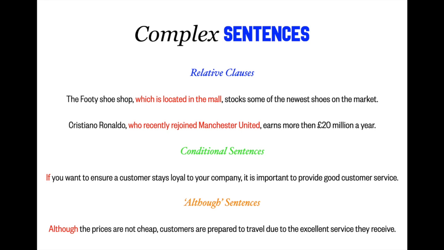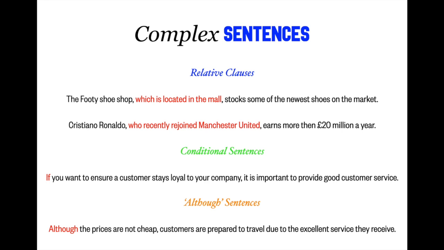Now, a relative clause is when we add an additional piece of information to a sentence surrounded by commas, and we also use a relative pronoun, which in these 2 sentences are which and who, but can also be that. If you read the 2 examples without the section in red, you will realize that the sentence still makes sense. The Footy shoe shop stocks some of the newest shoes on the market. Therefore, these relative clauses are used to add additional information, and they also change the structure of the sentence, so it's a good idea to try to use these in your writing.